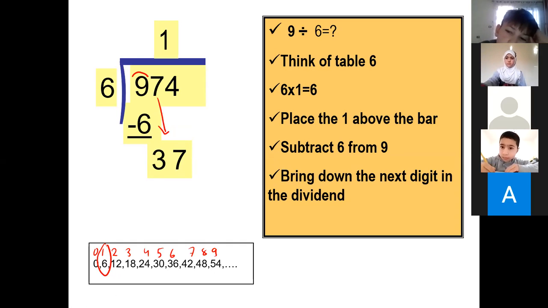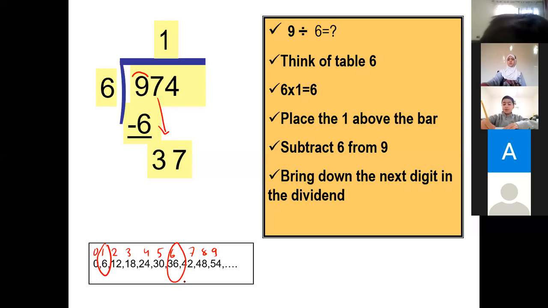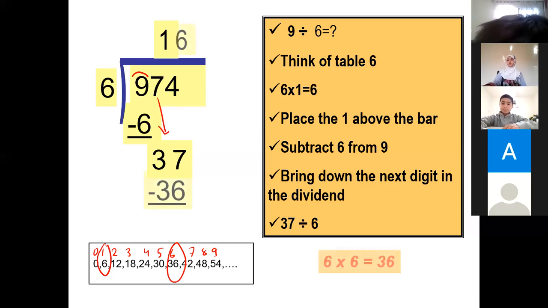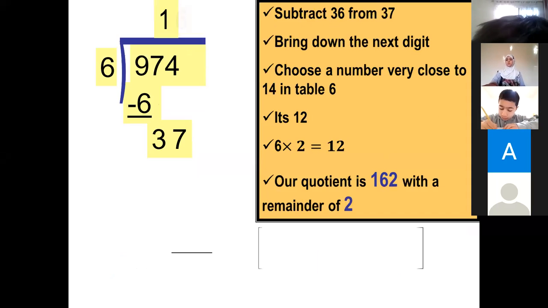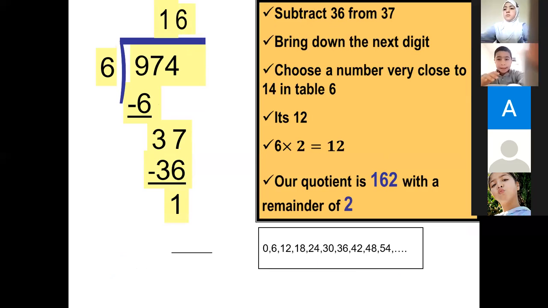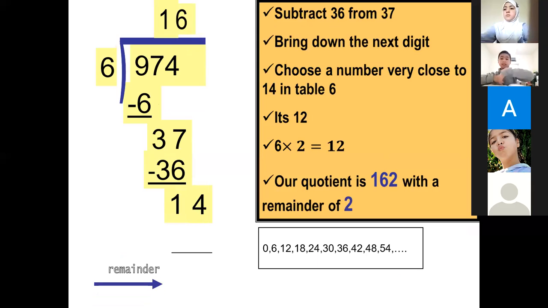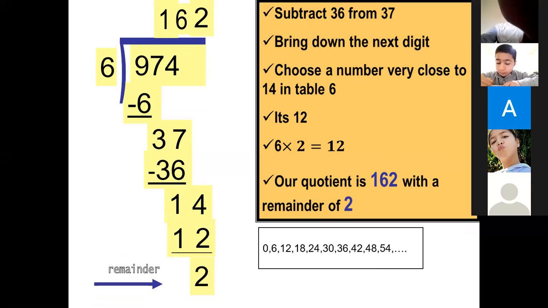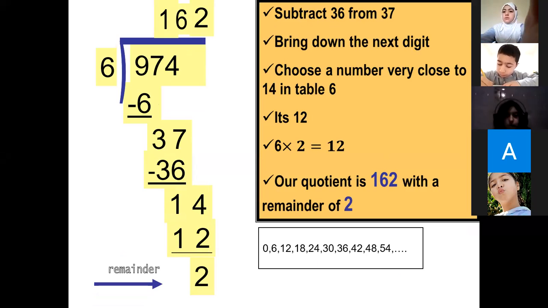Hurry up, less than 1 minute, teacher. 36. Okay, yes. 36. So 6 up and 36 down. If we subtract, it's 1. Do we have more digits to copy down? Yes. 4. 14. Which number is very close to 14 in table 6? 12. Bravo. 2 up and the 12 down. So the answer will be 2. Do we have more digits to copy down? No. So what do we call 2? Remainder. What is the answer of the division? 162.